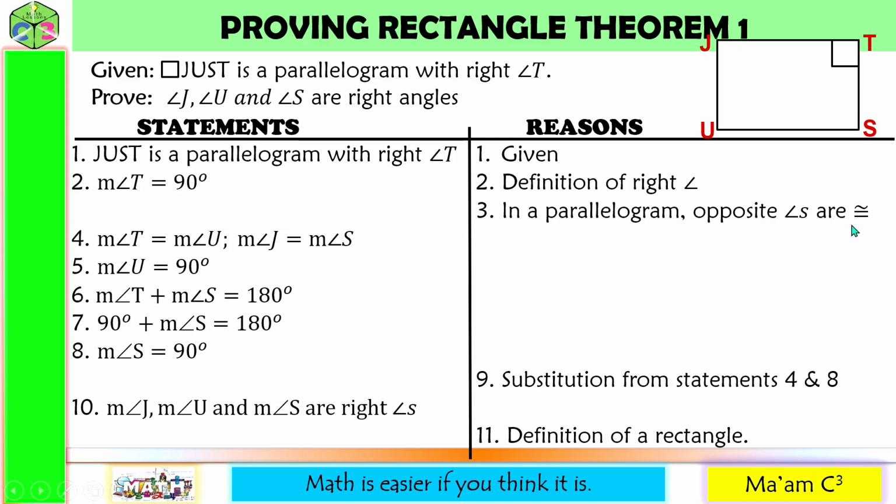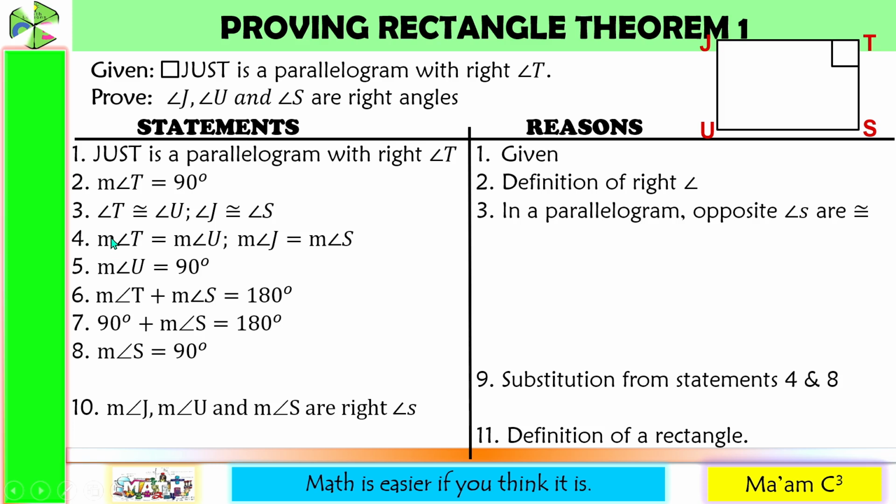And we recall earlier that they are congruent. So what would that be? That will be angle T is congruent with angle U. Also, angle J is congruent with angle S. Opposite angles are congruent. Now, if they are congruent, it means their measurements are equal.